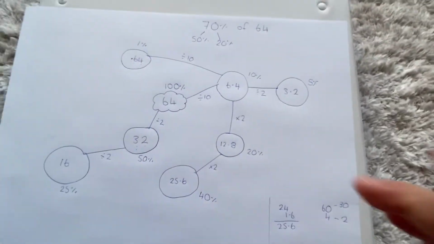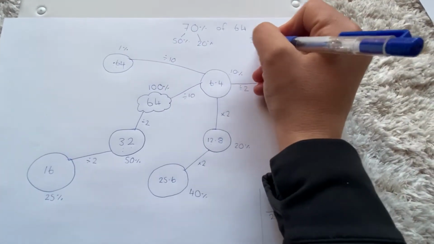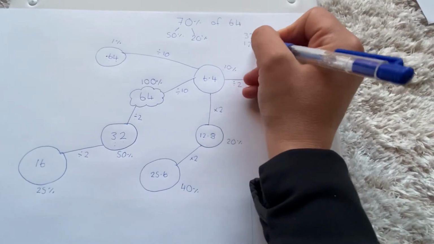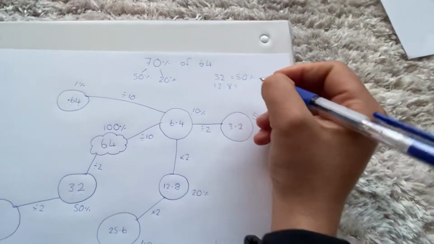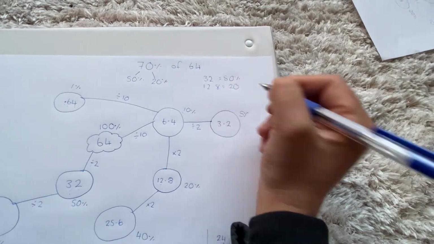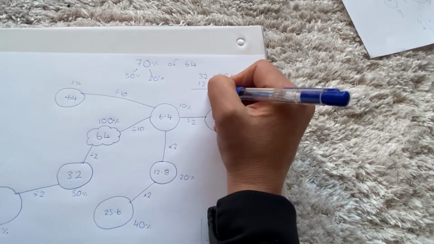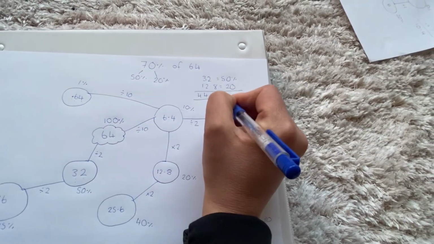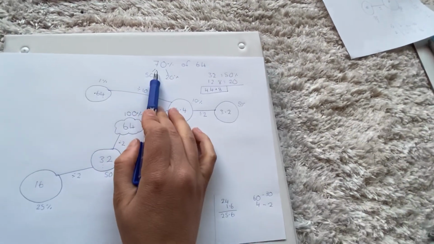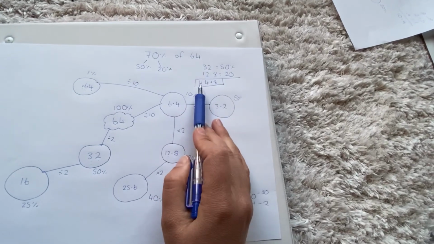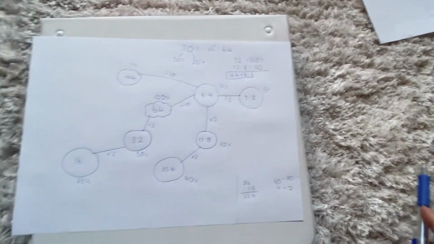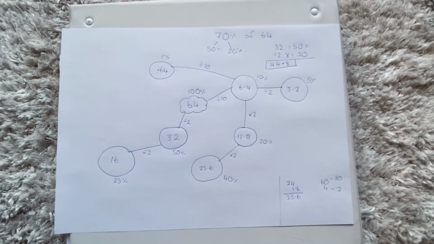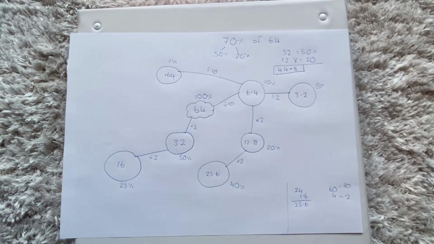So let's just work that out now. So 32 equals 50%. 12.8 is 20%. Right. So 70% of 64 is 44.8. So just another example of how you can use and make a percentage web.